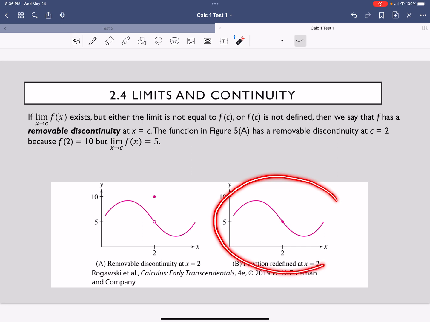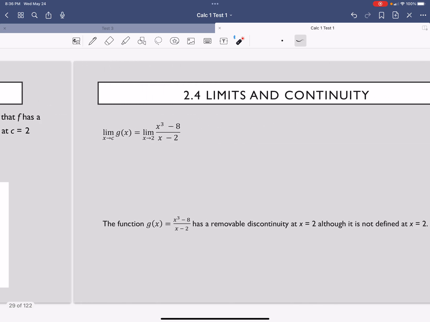This picture right here is showing us a continuous function. So we've got our limit as we approach from this direction, our limit as we approach from this direction, and the function is defined at 2. Okay, so these are kind of your graphical ways to think about this, and I want us to look at our algebraic ways to look at this.